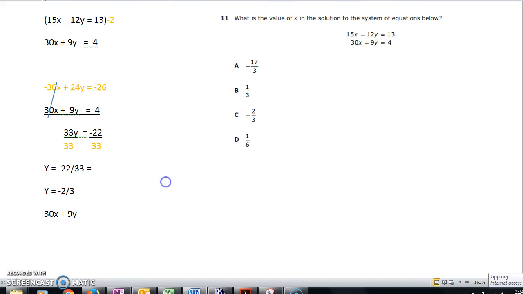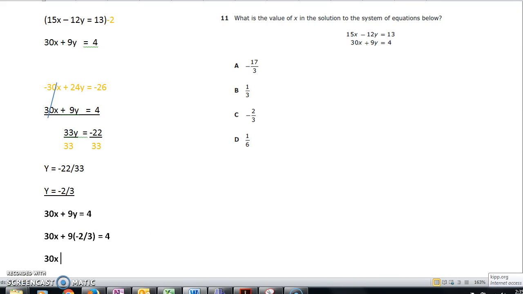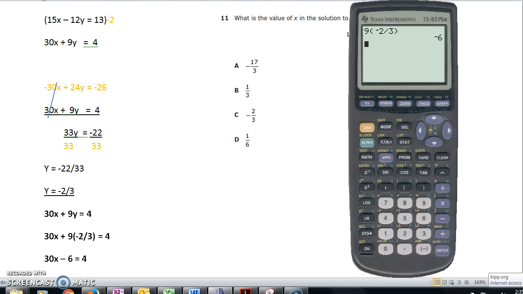So here's my bottom equation. 30x plus 9y equals 4. The one thing I know now is that y equals negative 2/3, so I'm going to plug that in. 30x plus 9 in parentheses negative 2/3 equals 4. All right, let's hope this works out clean. I'm going to clean this up a little bit. 9 times negative 2/3. So I need to simplify this part, and when I do 9 times negative 2/3, I get negative 6. So 30x minus 6 equals 4.